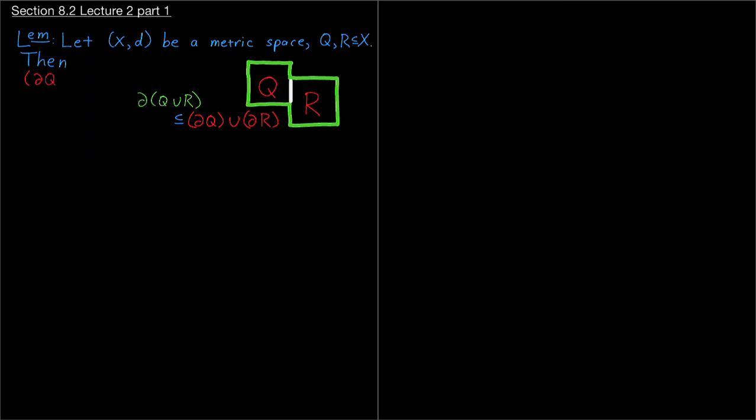So the boundary of Q union the boundary of R, which is bigger than the boundary of their union, and then if we take away the intersection, we get that that is contained in the boundary of their union. I'll leave that as an exam study problem, but this is a purely section 5.3 open closed sets in metric space result. So now let's get back to Green's theorem.